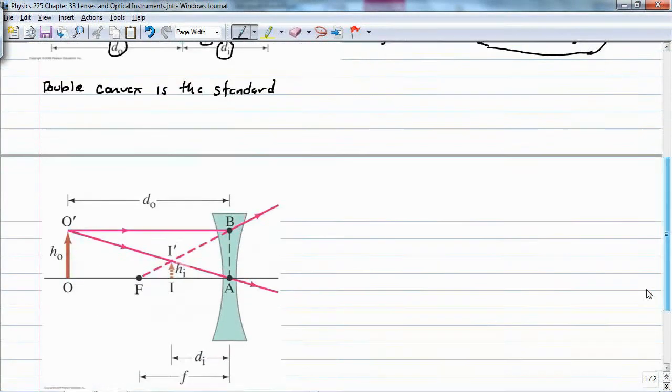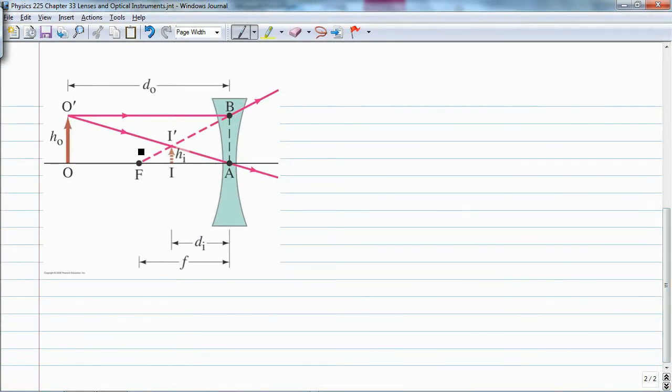Now, let's look at our system here where we have a double concave lens, and let's do the same kind of analysis as we did for the double convex and see what we get. Well, the first thing we notice is that we have similar triangles of IA, I prime. And that is similar with the triangle OA, O prime, which leads us to the equation, our image height over our object height is equal to our image distance over our object distance.